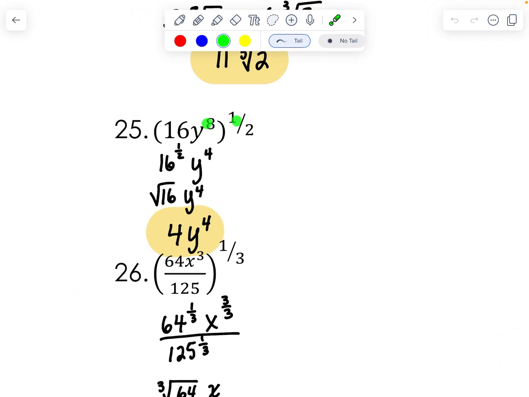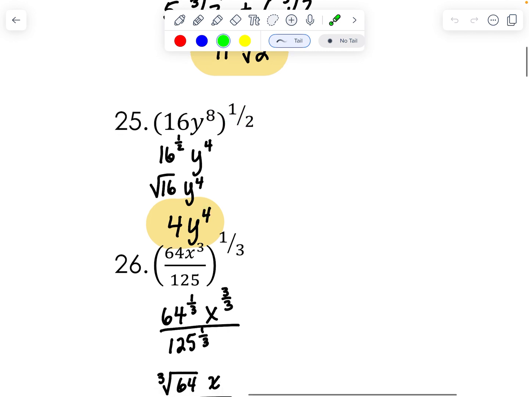25, this is what we call power to a power. Now be careful on 25, because this is where this kind of gets distributed to both of these things. So it's 16 to the 1/2, which means square root, so 4. And then these get multiplied together because it's power to a power, so you get y to the 4th.